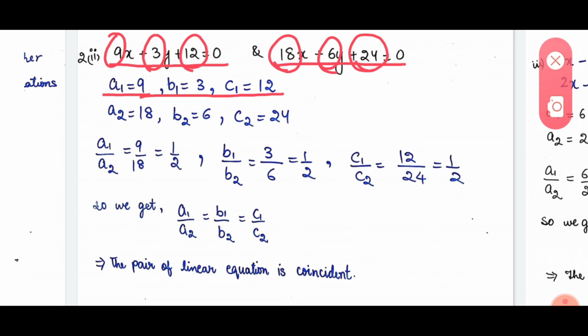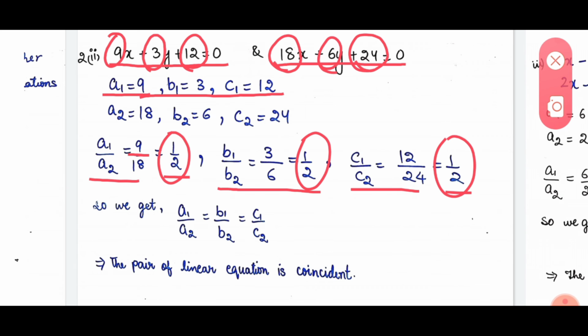Now let us find the ratios A1 upon A2, B1 upon B2, C1 upon C2. A1 upon A2 is 9 upon 18, which is equal to 1 upon 2. B1 upon B2 equals 3 upon 6, which is also equal to 1 upon 2. C1 upon C2 equals 12 upon 24, which is equal to 1 upon 2. So it is clearly visible that the ratios A1 upon A2, B1 upon B2 and C1 upon C2 are all equal to 1 upon 2.